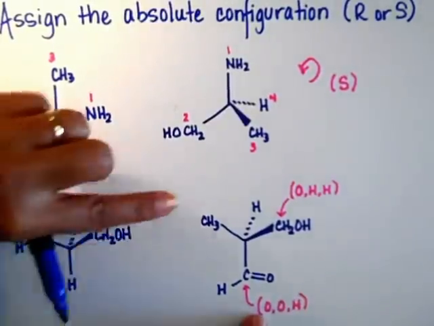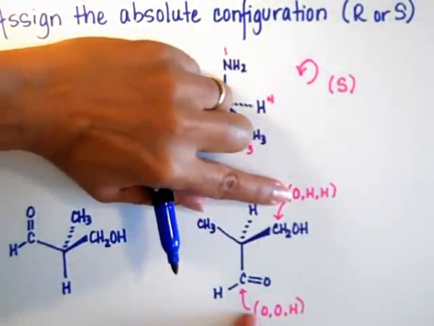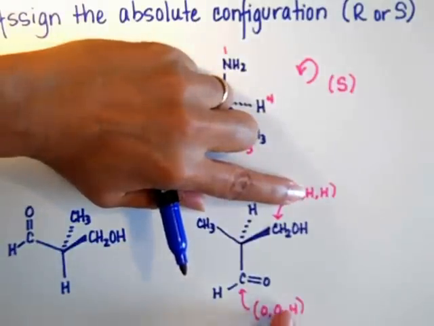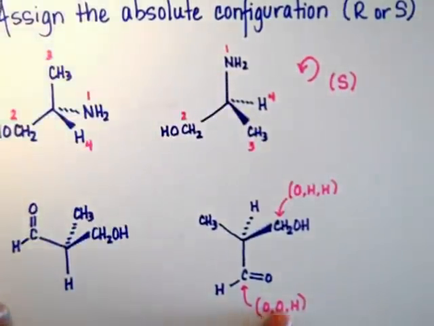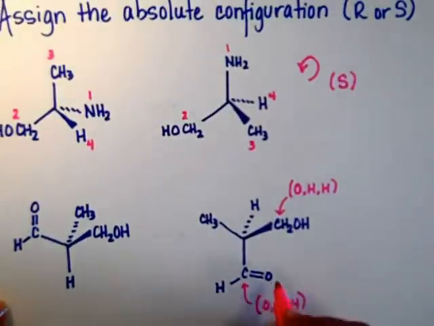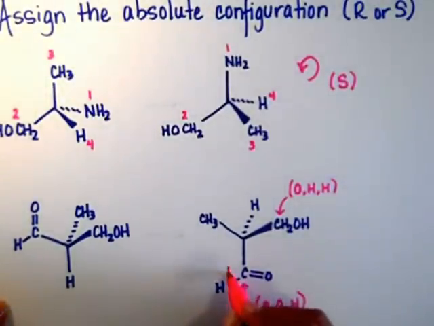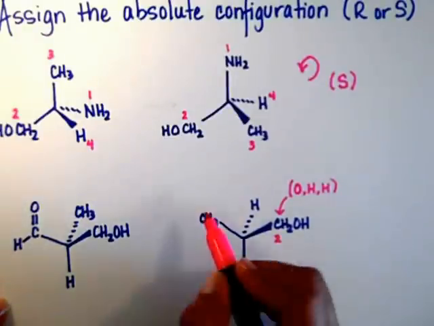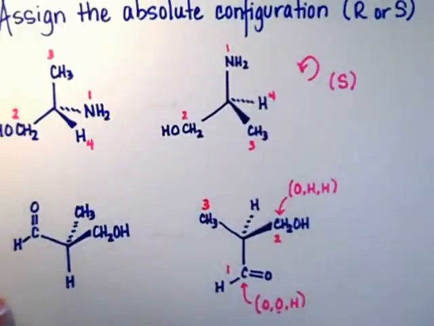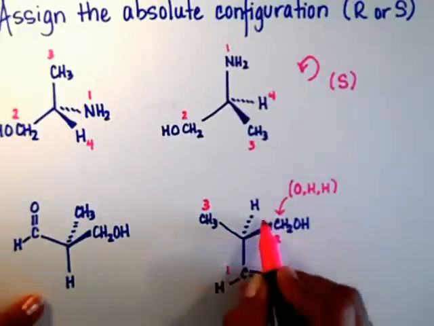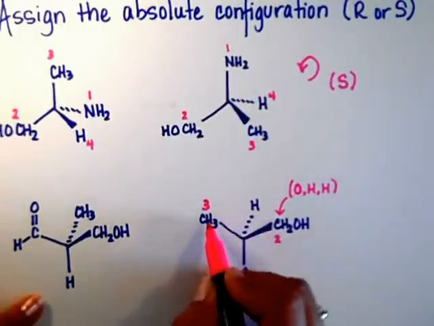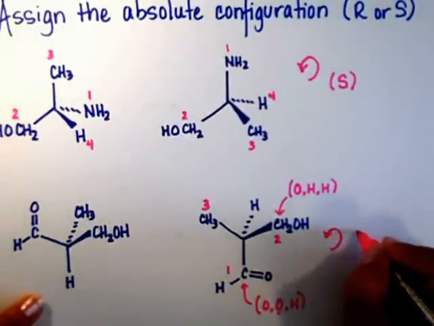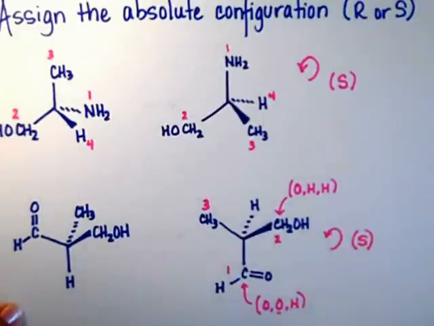And then you compare what you have in parentheses. Oxygen, oxygen, same atomic number. Move on to the next. Oxygen, hydrogen, oxygen here is more important. So the aldehyde is going to get number 1. This one is going to get number 2. And this one is going to get number 3. So start at 1, go to 2, go to 3, and again, we are going counterclockwise, so this is the S enantiomer.